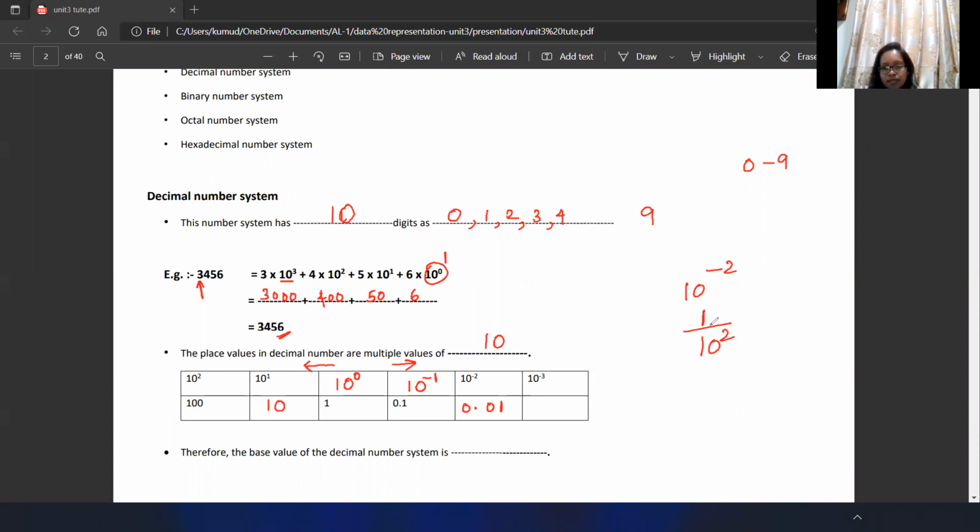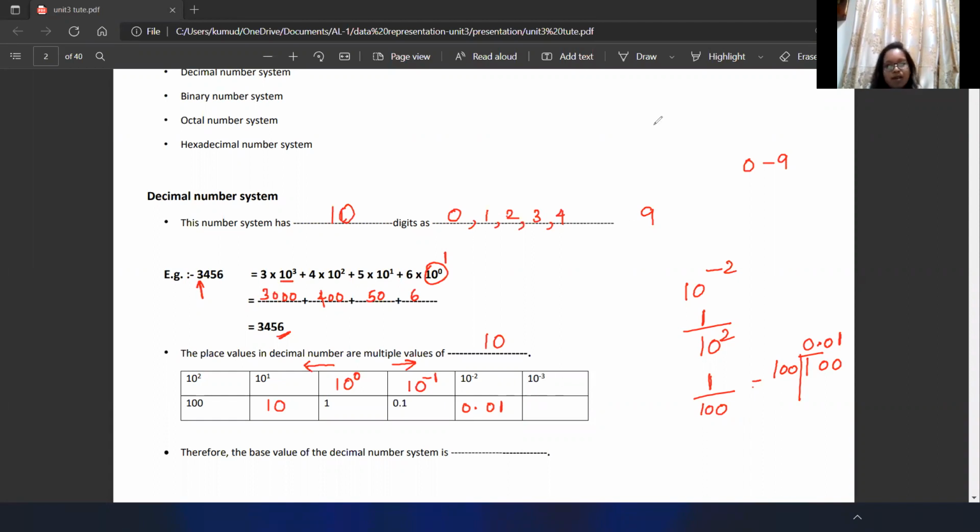You have to take this as 1 over 10 to the power 2. You know 10 to the power 2 is 100. Right? So you have to divide 1 by 100. How much is that? That is 0.01. So the answer is 0.01. You have to take that way.